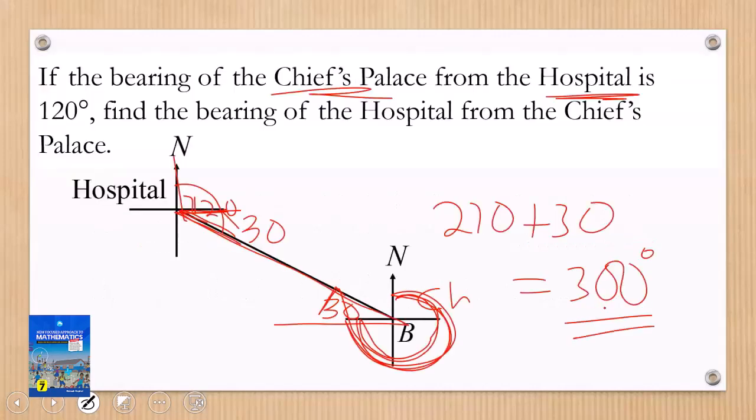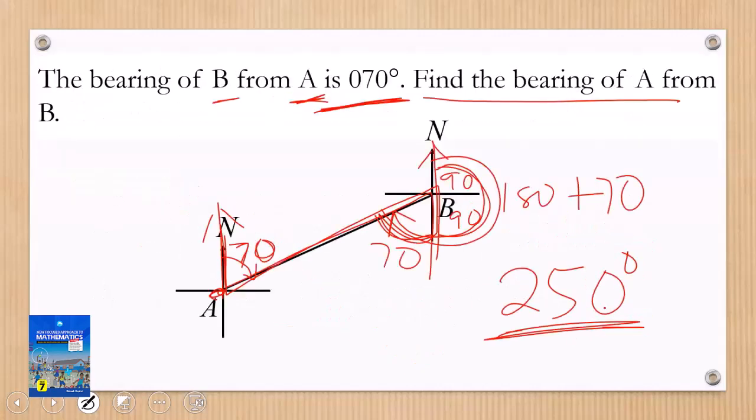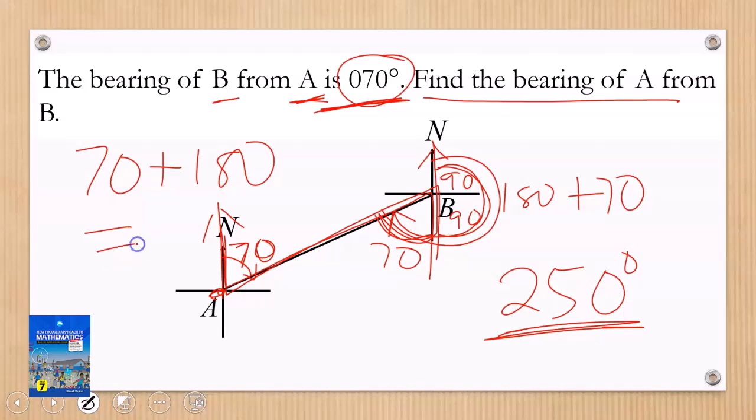Now let's go back and look at the first example that we had. The first example was the bearing of this. The angle that was given was 70, and 70 is less than 180. So for us to get the reverse, just add 70 to 180, and that will give us 250. And that is exactly the answer we had here.